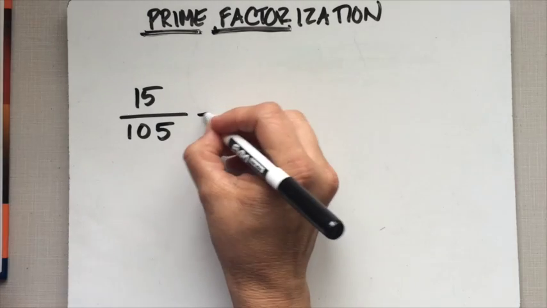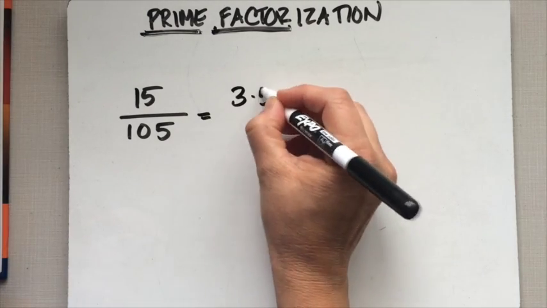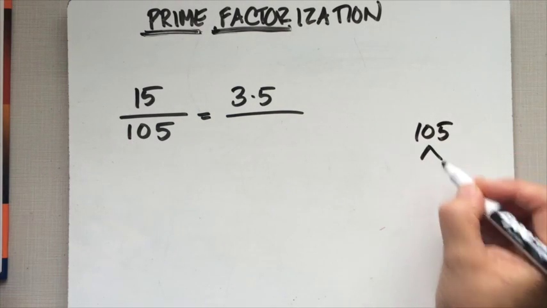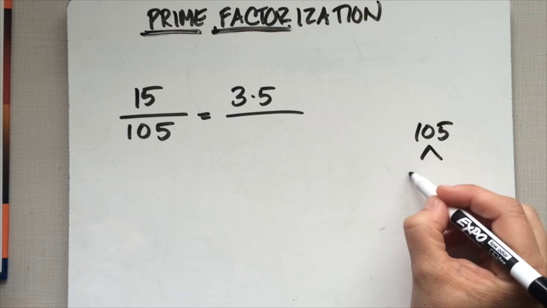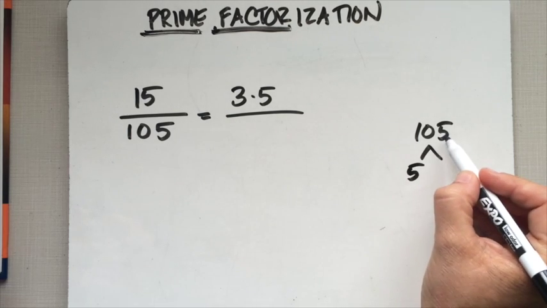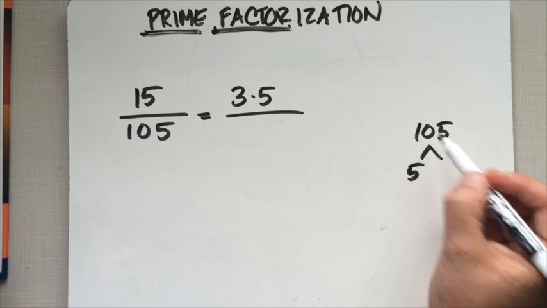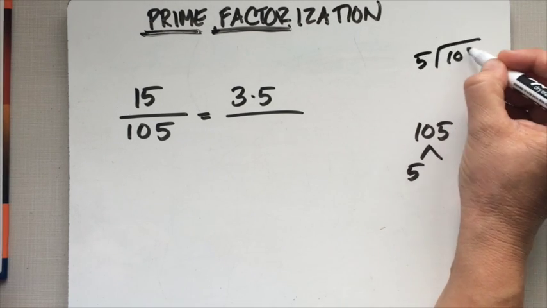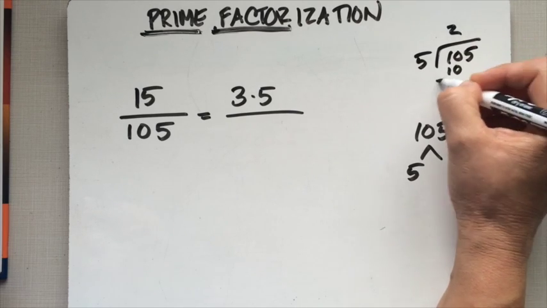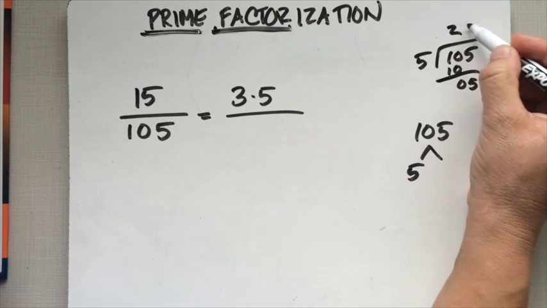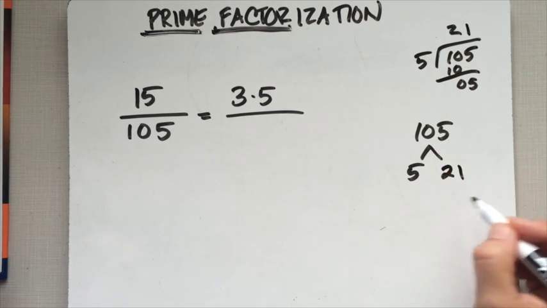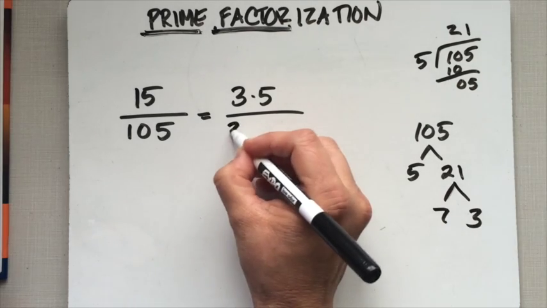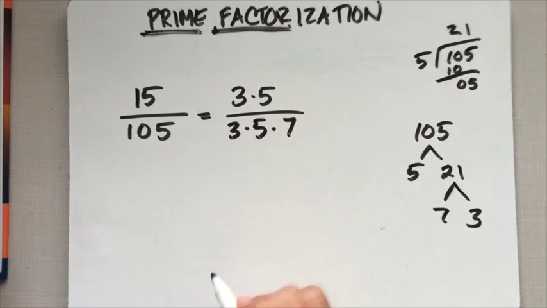Let's do one more. 15, I don't need a factor tree for. I know that's just 3 times 5. 105 is kind of a bigger number. I see the fingerprint of the 5 on there because it ends in a 5. But look, 5 plus 1 is 6, so I know there's a factor of 3 in there as well. 5 goes into 105. It goes into 10 twice, and into 5 once. So 105 is 5 times 21. 21 is 7 times 3. There's that 3. I knew it was in there. 3 times 5 times 7.